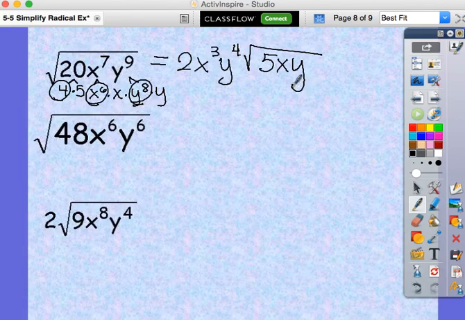Okay, why don't you try the last two and then look up here. If you're listening to the recording, pause the recording, try the last two, and then start it back up and check your work.